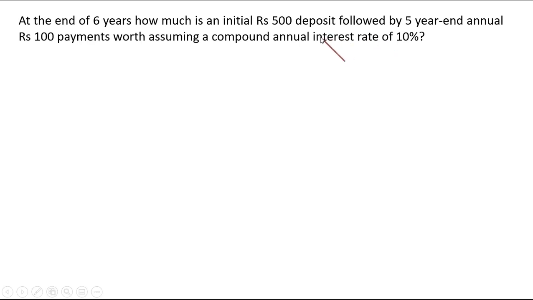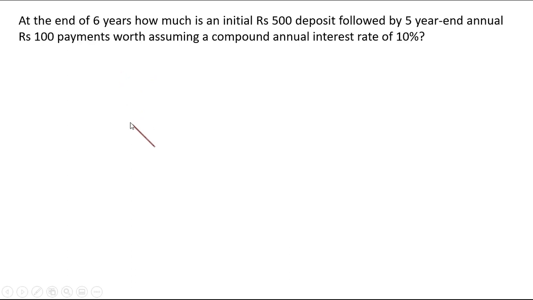And the second part is, after 1 year, I'm going to make a 100 rupee annual deposit. So that's my annuity, but after 1 year. So I'm going to make this 100 rupee deposit for 5 years, again at 10%. So it is an example of annuity due, because I'm going to make a payment first and then the 5 years are going to start.